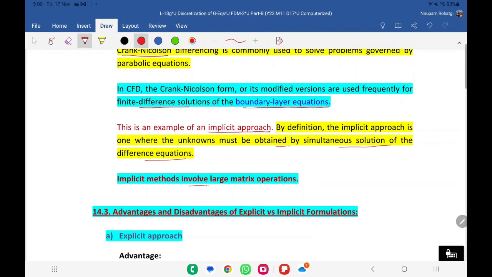Now implicit methods involve large matrix operation. In explicit formulation, all equations are independent. You can solve them independently. In implicit formulation, all of them have to be solved together. That means you have to do matrix solution, and it makes it a lot more complicated. But then why are we using it? There is a benefit of it. That is why we are. Otherwise, that would have remained in theory and we would not have talked about it.